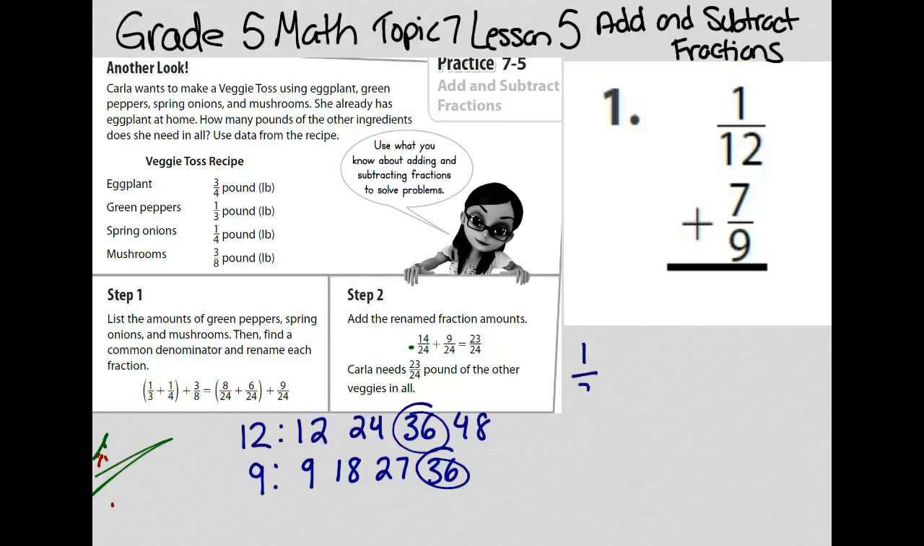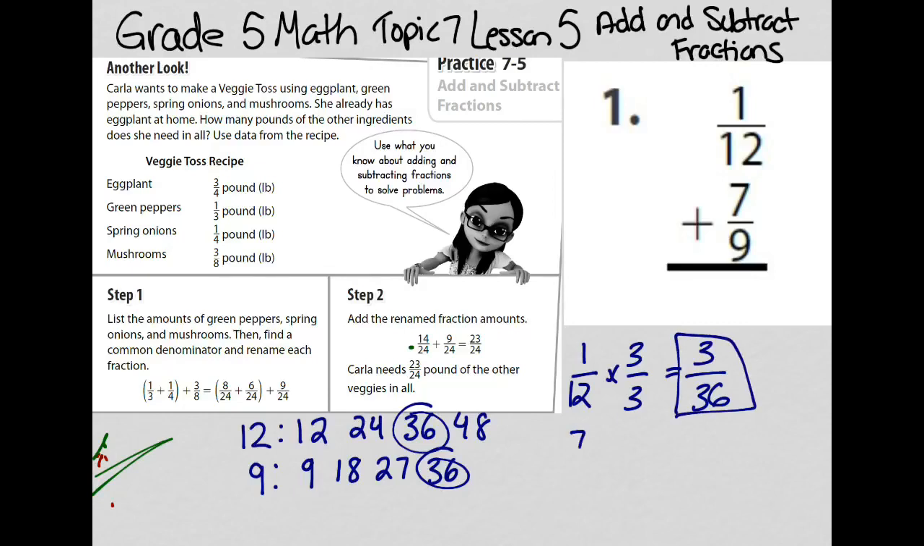So I have 1/12 times some number equals 36 on the bottom. So 12 times what is 36? 12 times 3 is 36. Whatever I do on the bottom, I do on the top. 1 times 3 is 3. So my new fraction that's equivalent to 1/12 that I'll be using is 3/36.